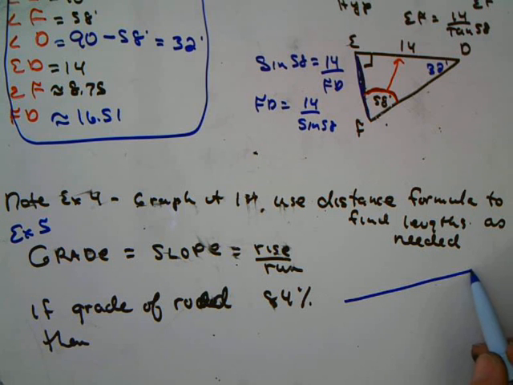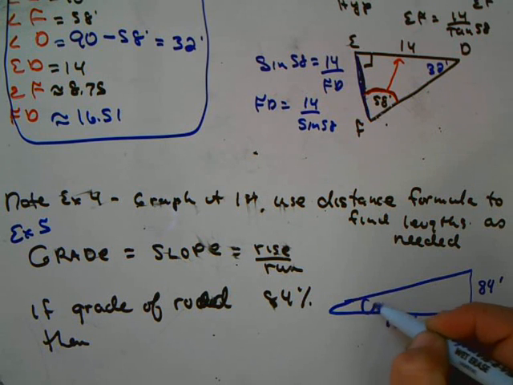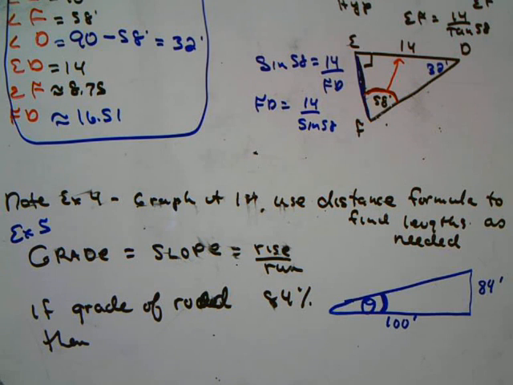So if you've got a road coming up like this, and they say the grade is 84%, that's a pretty steep road, because 84% would be up 84 feet for every 100 feet it went over. If you want to find the angle the road makes with a horizontal line, it's this angle here that you're looking at.